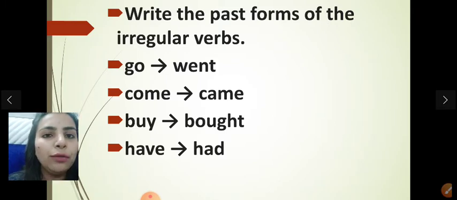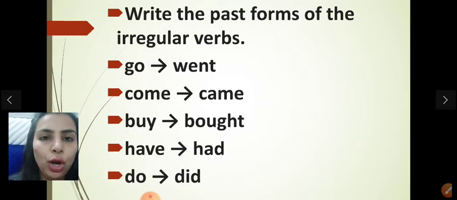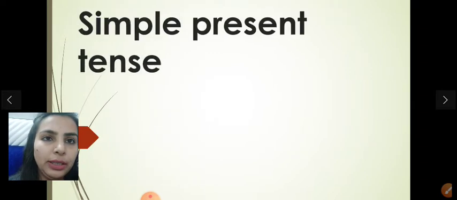Next is have. We use had instead of have in the past form. So we have to use H-A-D, had. Next is do. Do becomes did in the past form. Okay? So go becomes went, come becomes came, buy becomes bought, have becomes had, do becomes did in the past form of the irregular verbs. Okay? See the next now.